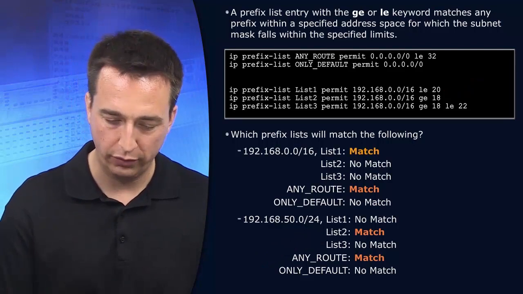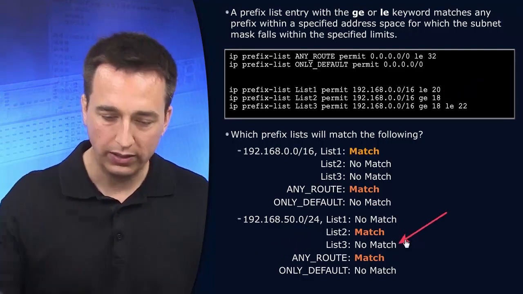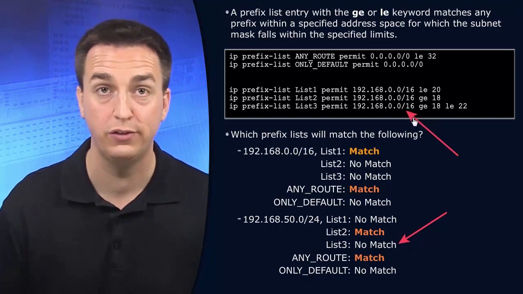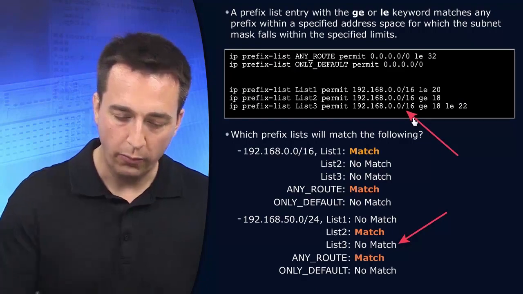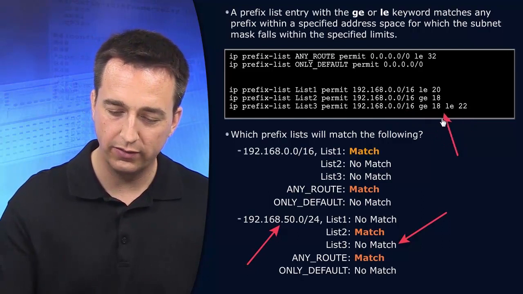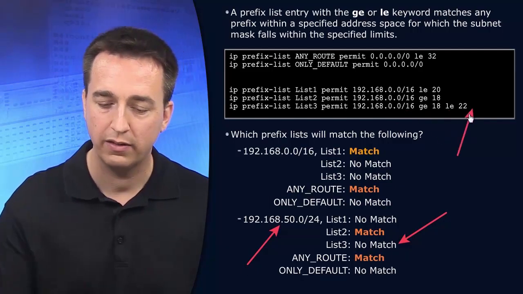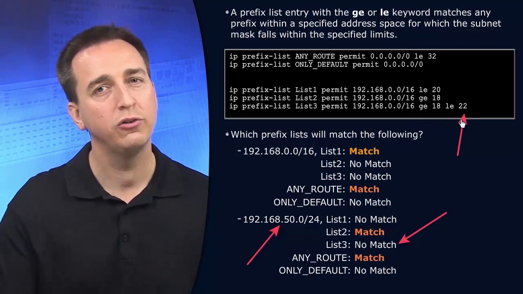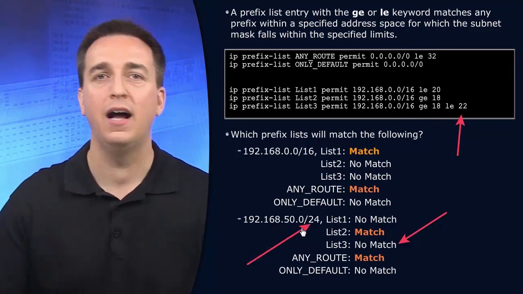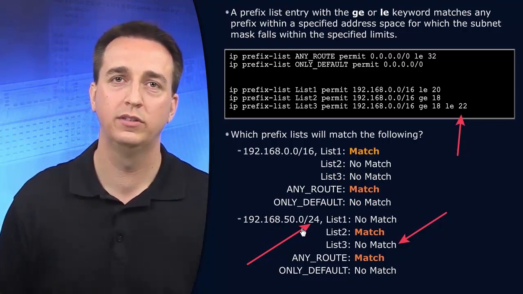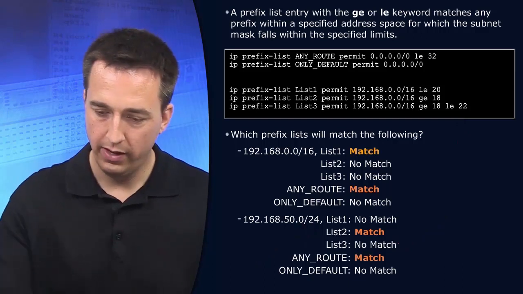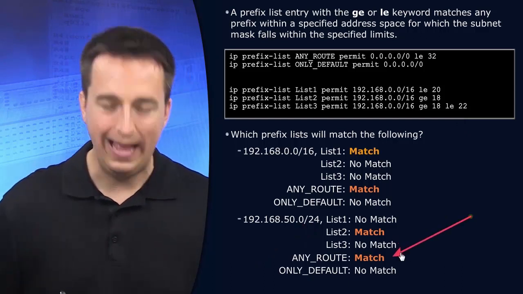What about list number 3? It says it's a no match. Well, list number 3, again, we're looking at the same range, 192.168.0.0 through 192.168.255.255. So we know that that falls within the range. However, the subnet mask range doesn't match. Now we're saying greater than or equal to 18, but less than or equal to 22. We have 24. That's beyond the 22 value. So therefore, no match.